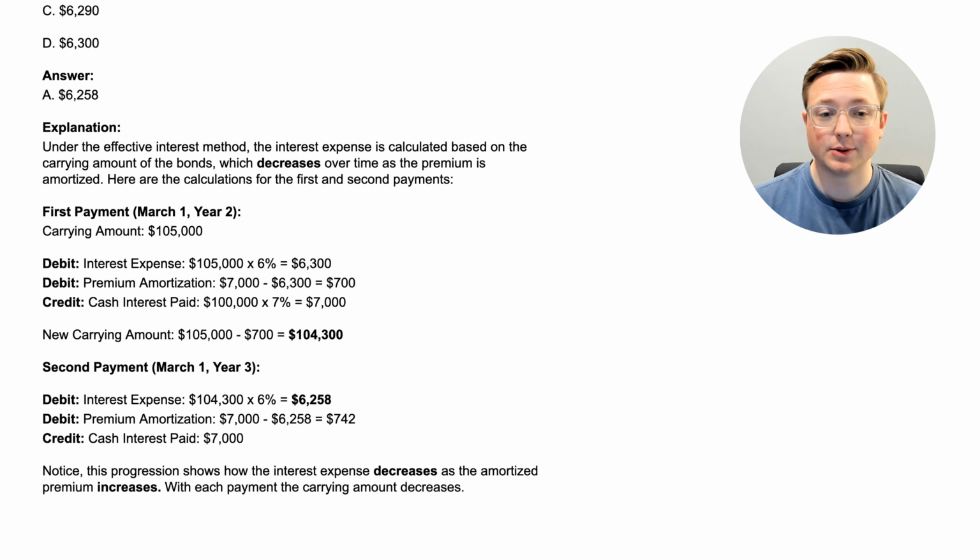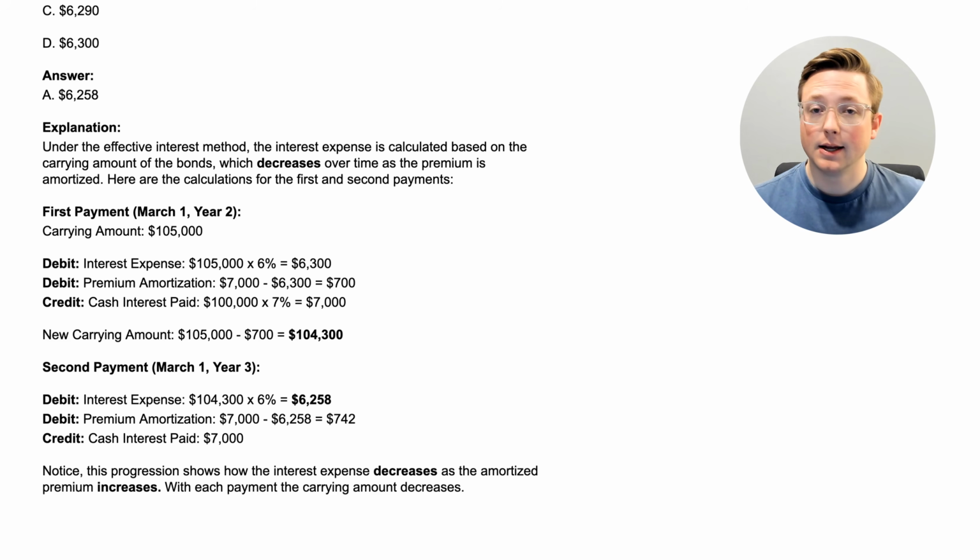All right, here we are. The answer is A, $6,258 is going to be the interest expense for the second payment. Let's walk through this. Under the effective interest method, the interest expense is calculated based on the carrying amount of the bonds, which decreases over time as the premium is amortized. Here are the calculations for the first and second payments.